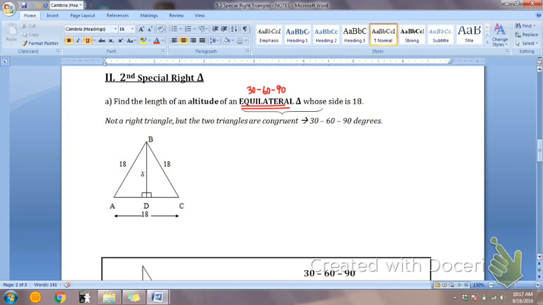If this is equilateral, what do we know about AD and DC? They're the same, right? And these are each 9. We also know that x is the altitude. And so if I want to find the altitude, I know two sides. And when I know two sides, what formula can I use? C squared equals A squared plus B squared.